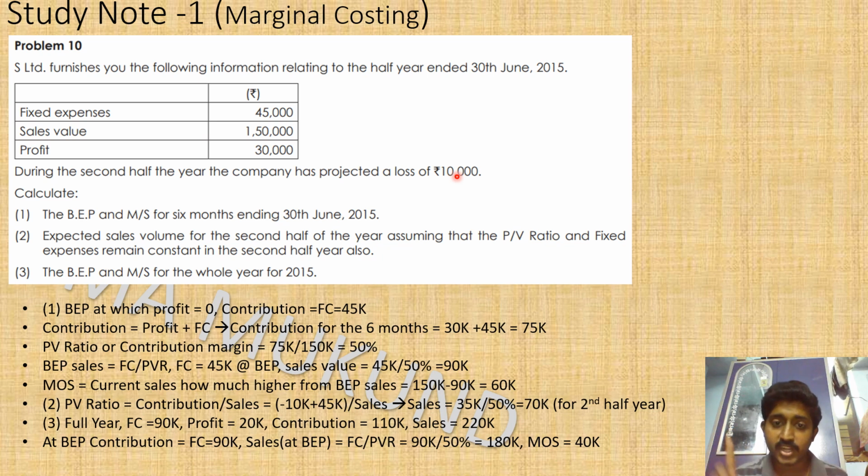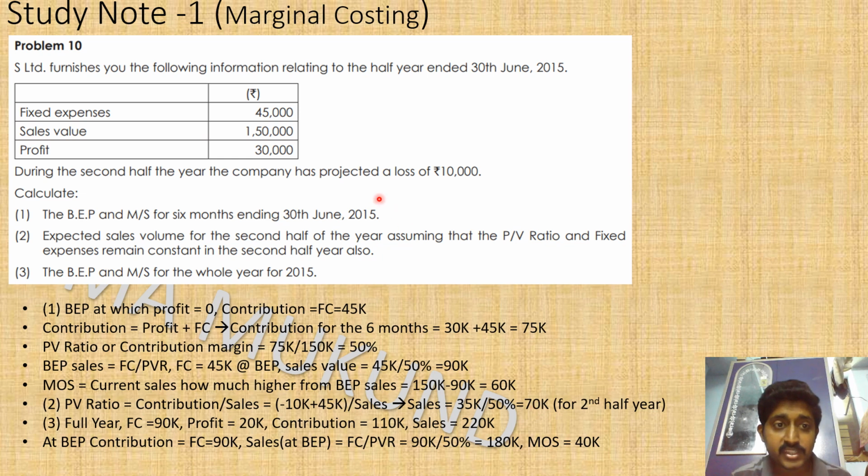So you have the contribution, which is 35,000, and we know very well what PV ratio is. It is otherwise called contribution margin, or contribution divided by sales. So sales is equal to contribution divided by PV ratio. This is the second formula, the same formula. So contribution is 35,000 as we calculated, divided by PV ratio of 50%. Sales is going to be 70,000.